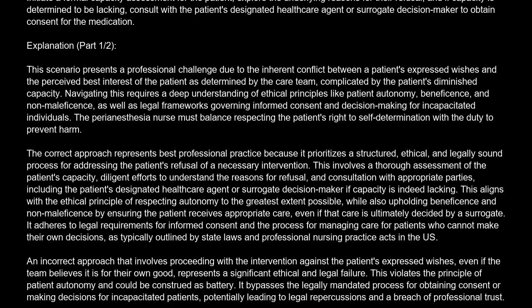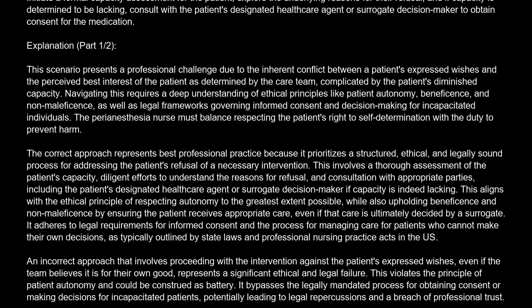Explanation. This scenario presents a professional challenge due to the inherent conflict between a patient's expressed wishes and the perceived best interest of the patient as determined by the care team, complicated by the patient's diminished capacity. Navigating this requires a deep understanding of ethical principles like patient autonomy, beneficence, and non-maleficence, as well as legal frameworks governing informed consent and decision-making for incapacitated individuals. The perianesthesia nurse must balance respecting the patient's right to self-determination with the duty to prevent harm.